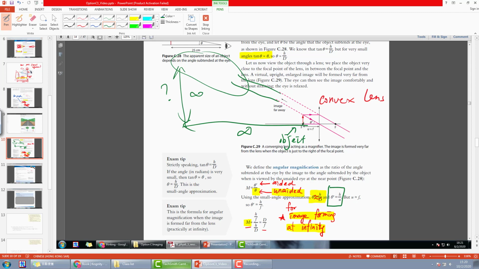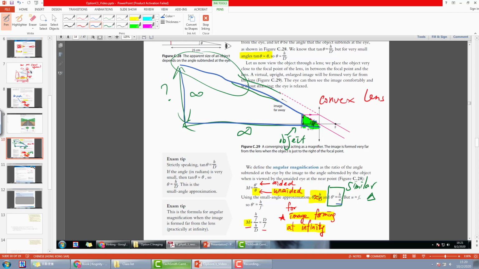The way you have to do it is by looking at the similar triangle. So this one you may want to write down is done by similar triangle. Take this triangle with the object and the object distance. It is actually the same triangle as the one for the image forming at infinity, because they share the same angle. So that's why you may use this equation instead.